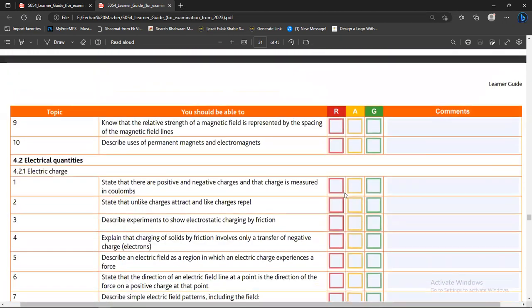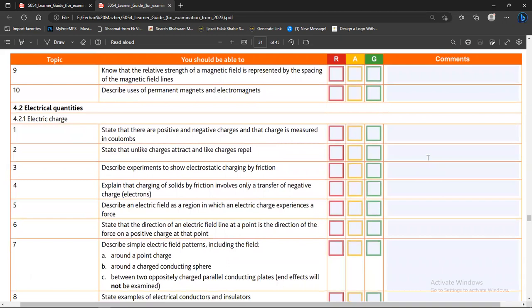Okay, then you should know that the relative strength of a magnetic field is represented by the spacing of the magnetic field lines. Describe use of permanent magnets and electromagnets. Then we have electrical quantities. The first topic is electric charge.